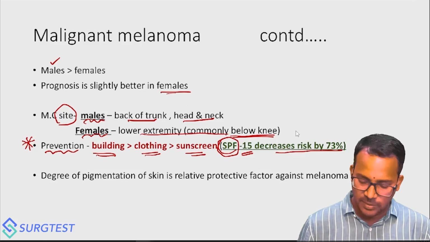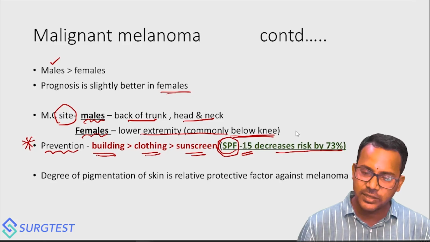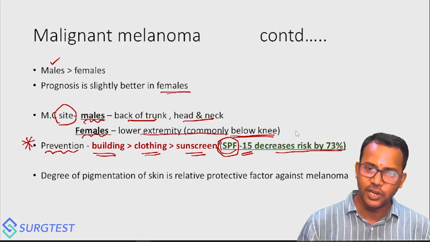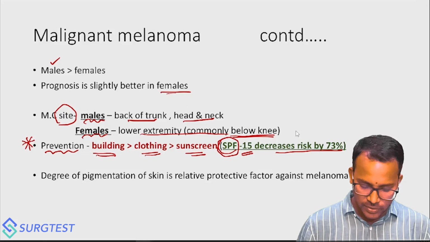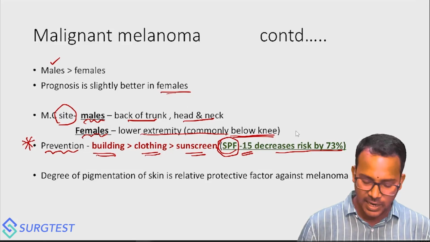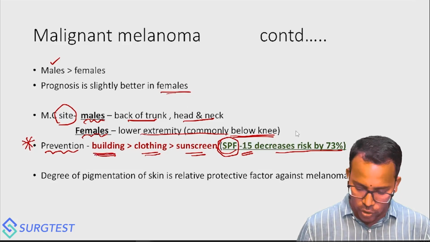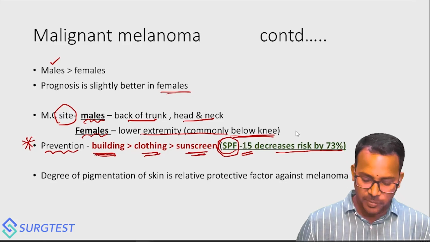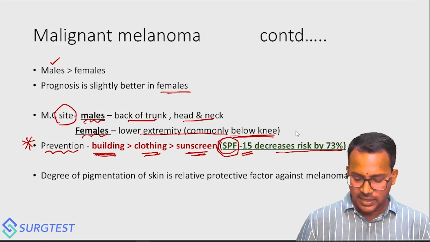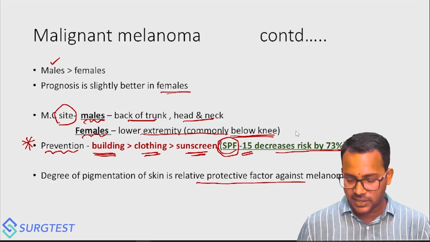Yet, still, the use of sunscreen is not as good as keeping yourself indoors. In this slide, what I want you to impress upon is regarding the effectivity. Keeping yourself indoors is much more effective than good clothing or sunscreen. The degree of pigmentation of skin is a relative protective factor against melanoma.